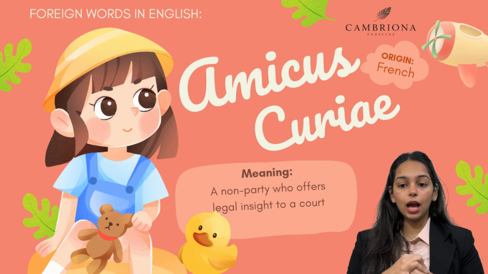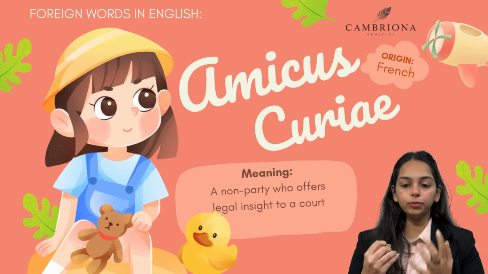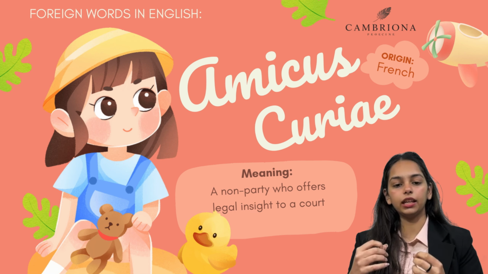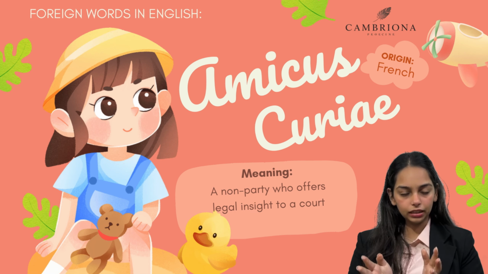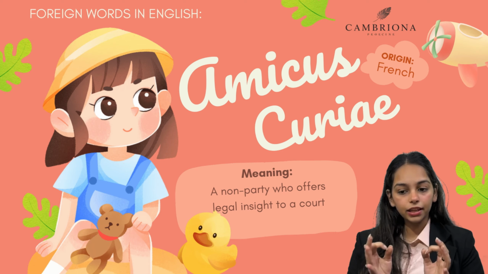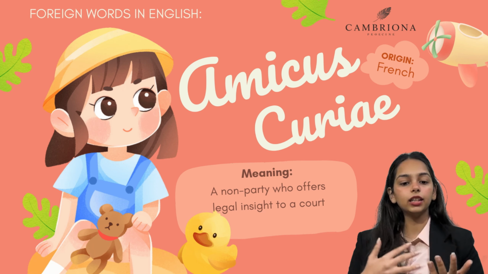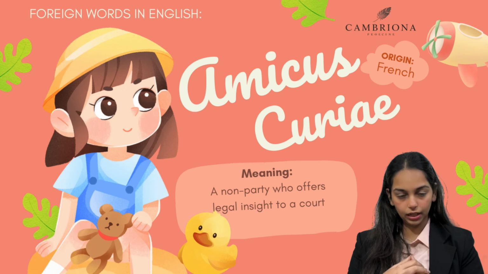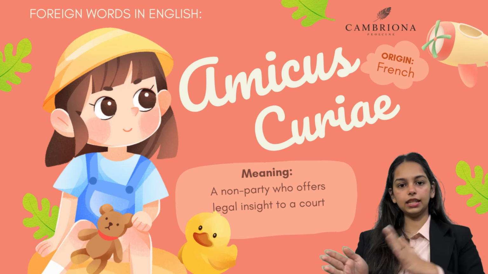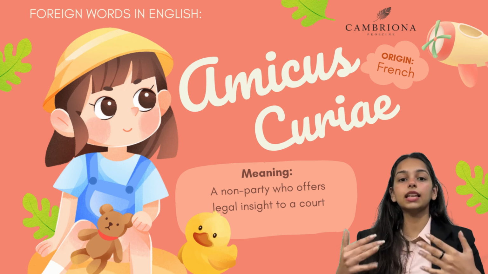The next is Amicus Curiae. The meaning is a non-party who offers legal insight to a court. Basically, court में कुछ present करने के लिए एक non-party, right, और वो एक legal insight दिखाएगी. For example, in the landmark environmental case, several NGOs submitted briefs as Amicus Curiae, providing scientific data that help the court understand the broader implications of its judgment. Basically, party नहीं है वो, it is an outside party coming in and telling the facts ताकि एक सही judgment लिया जा सके.